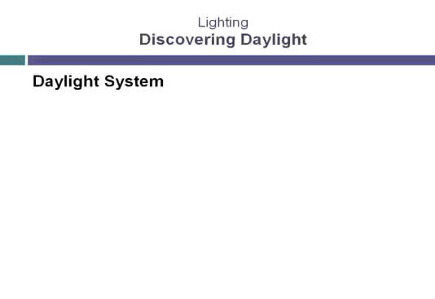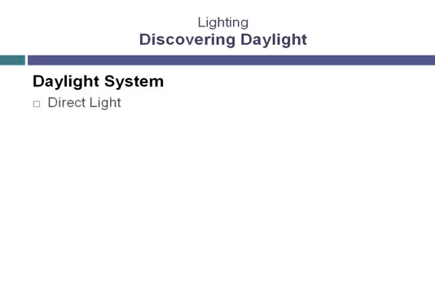Let's begin our discussion of direct lighting by an introduction to the daylight system. The daylight system is used to light exterior scenes or interior scenes that are illuminated by daylight, as the name would imply. There's quite a bit going on in this daylight system.